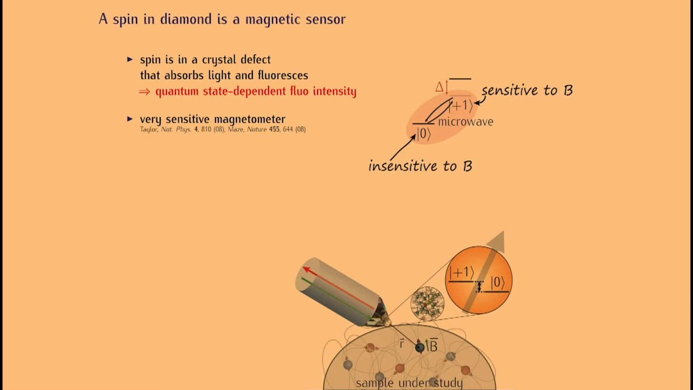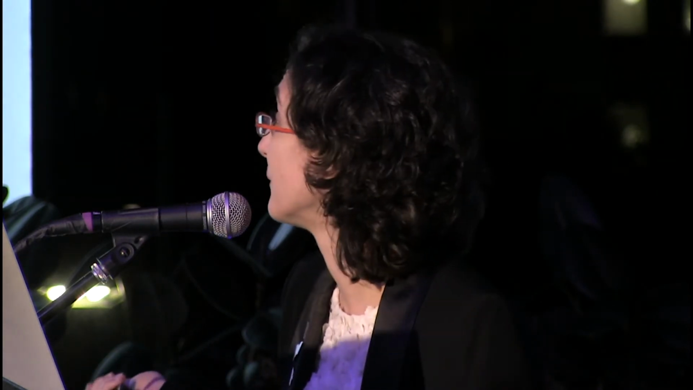And the vision is to have a tiny little tip containing one of those spins that we can bring into very close proximity to a sample, so that it can measure tiny little magnetic fields caused by one or a couple of nearby atoms. So that's remarkably cool. But then again, I'm not here to talk about spins in diamond. I'm here to talk about something way cooler.